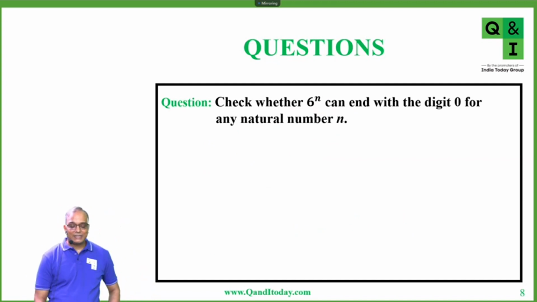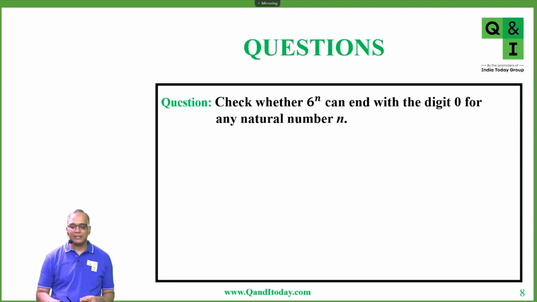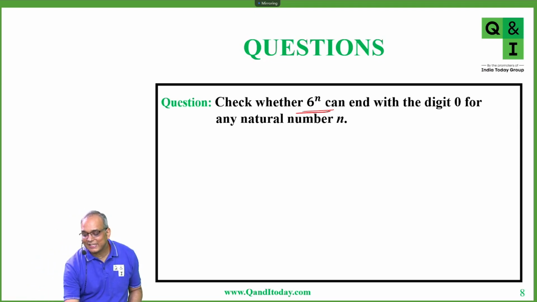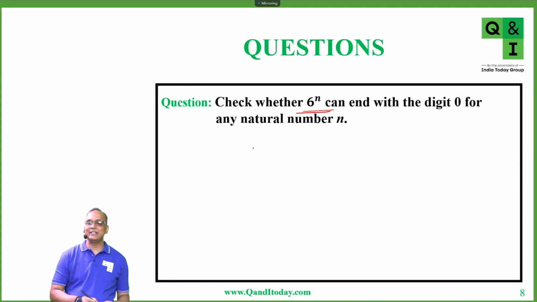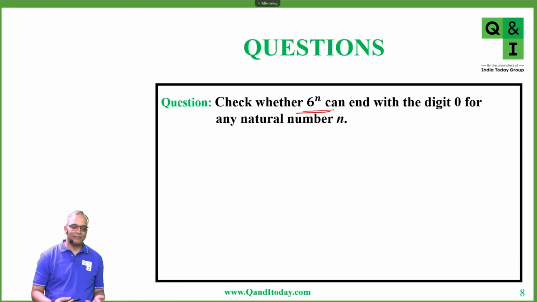Now the next question is, this we had already done when we were doing 4 raised to the power n. The example which is there in your NCERT. Check whether 4 raised to the power n can end with the digit 0 for any natural number n. So here we have to check whether 6 raised to the power n can end with digit 0. Will it end with digit 0? And if yes, then why? And if not yes, then why not?